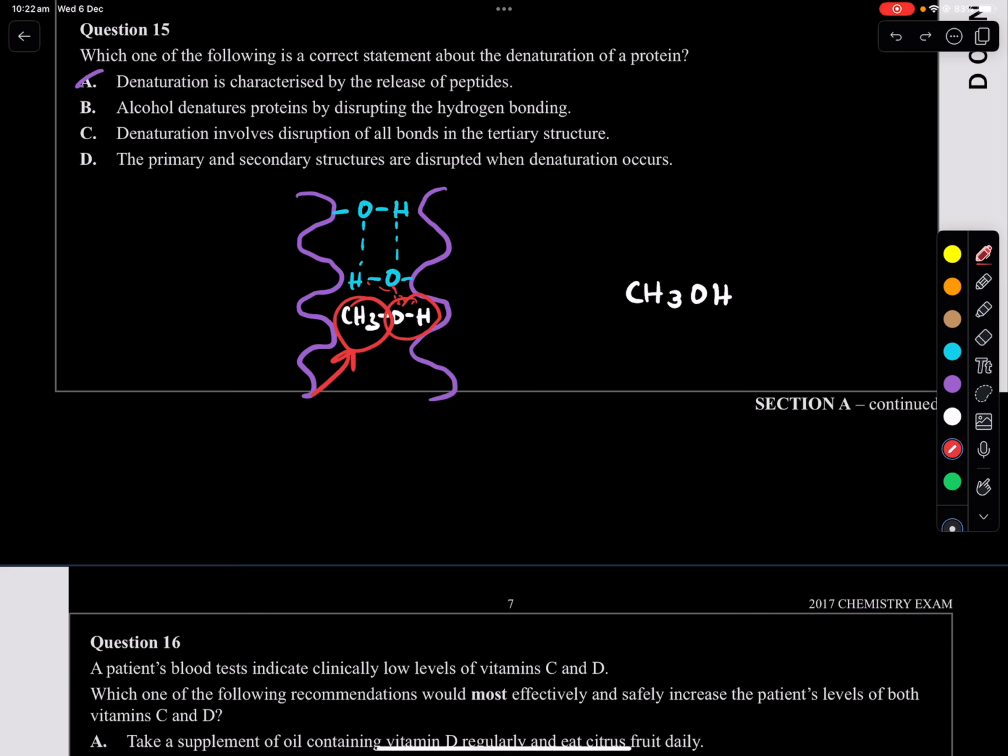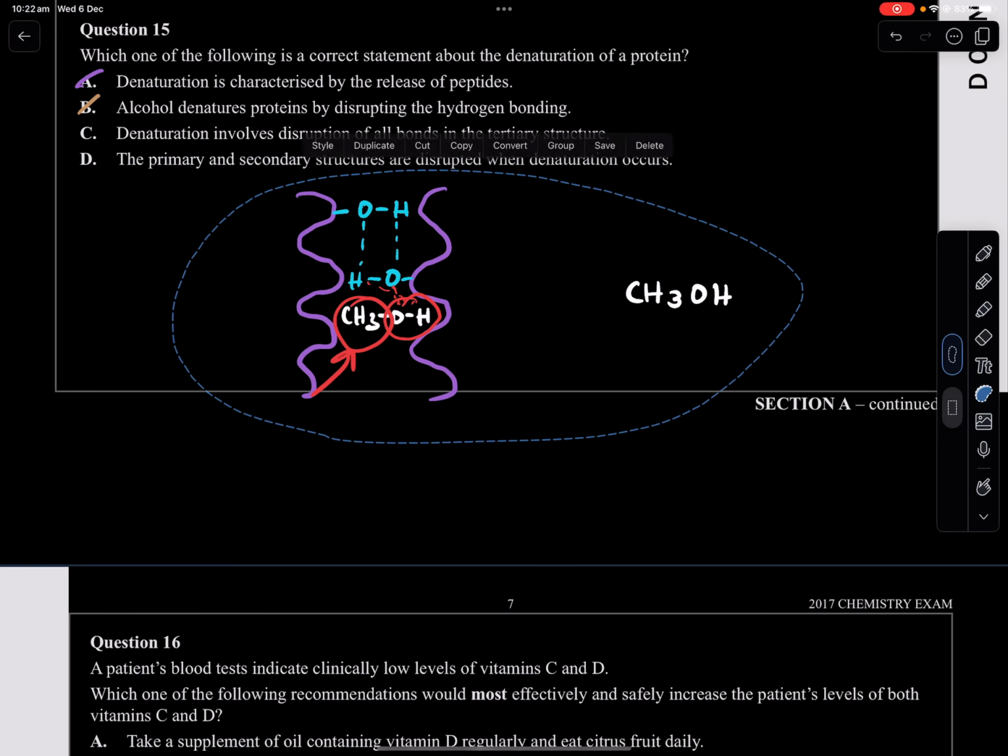So alcohol denatures protein by disrupting the hydrogen bonds. Denaturing is the breaking down of the side interactions, so it can actually do some damage. Yeah, alcohol, because it does form hydrogen bonds. I hope that makes sense in the way I'm explaining it. So let's look at the next question. C, let's look at C.